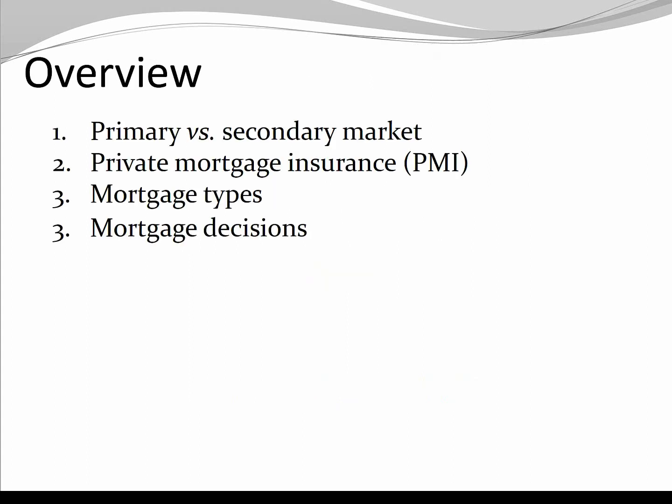So the overview of this chapter, we will learn about what is primary mortgage market and what is secondary mortgage market. What is private mortgage insurance and how does it help to protect lenders? What are different mortgage types a residential borrower could choose among different loans? And if we do have different loan options, which one is a better decision?